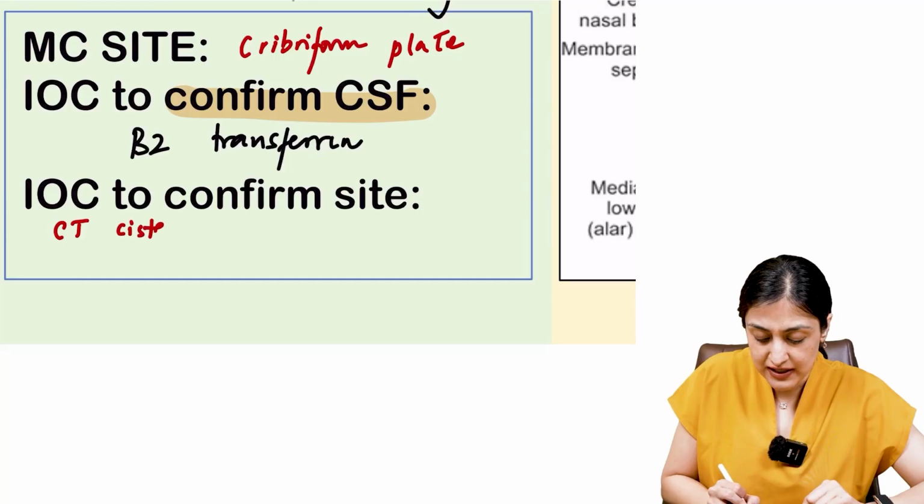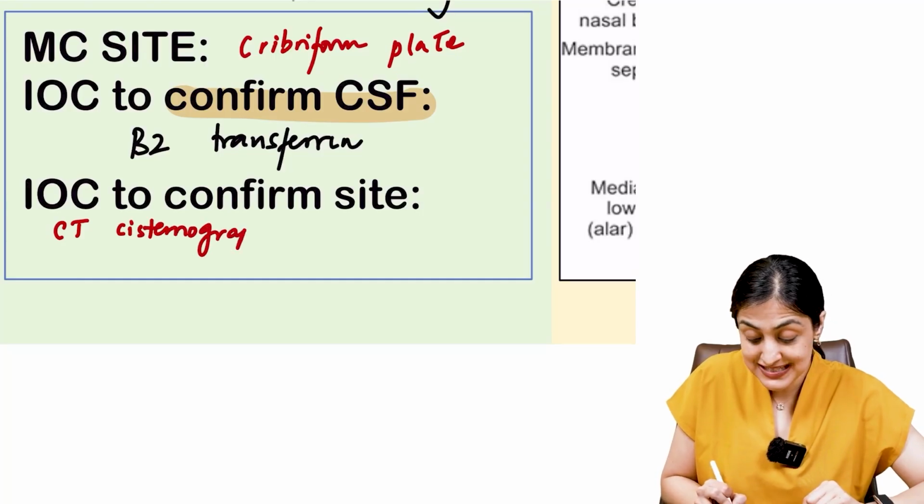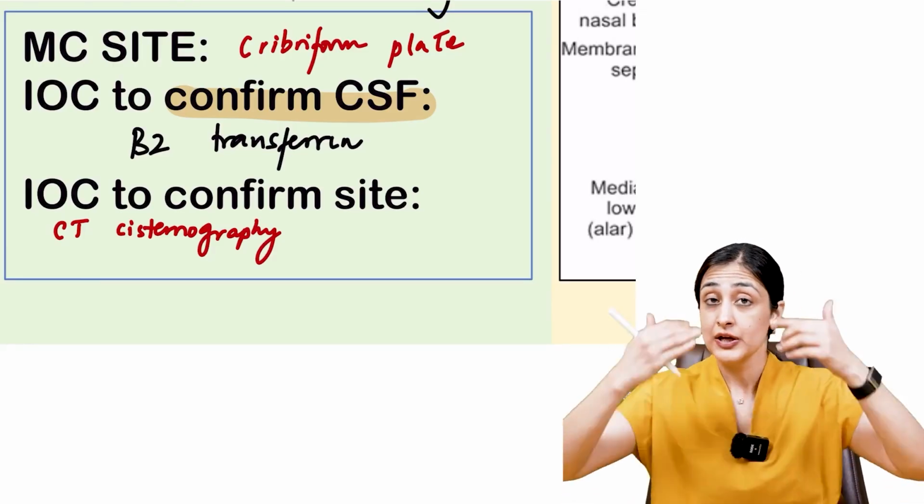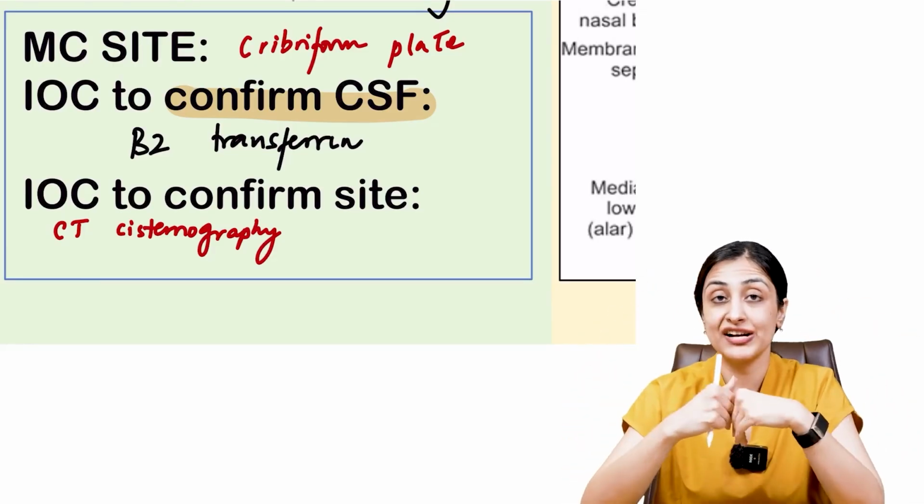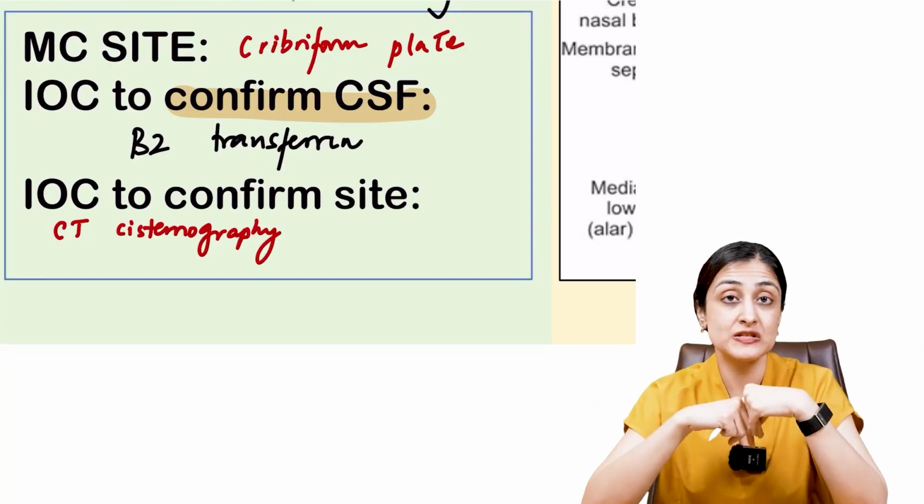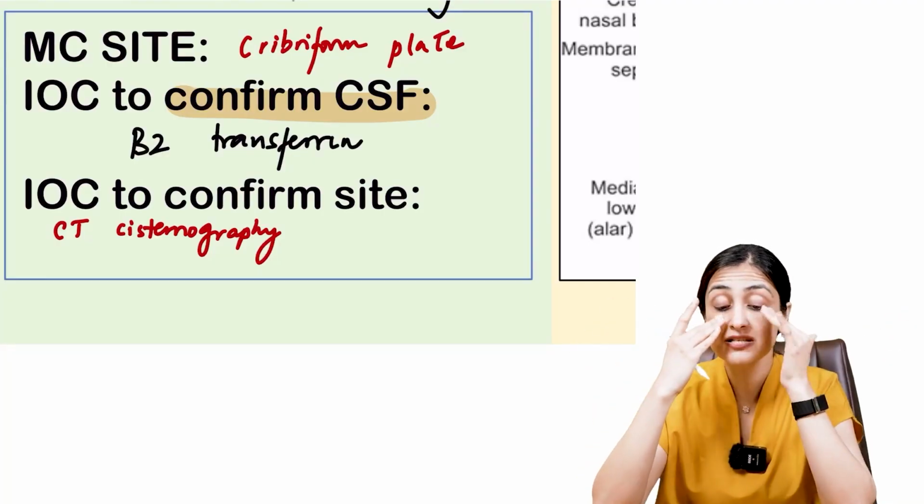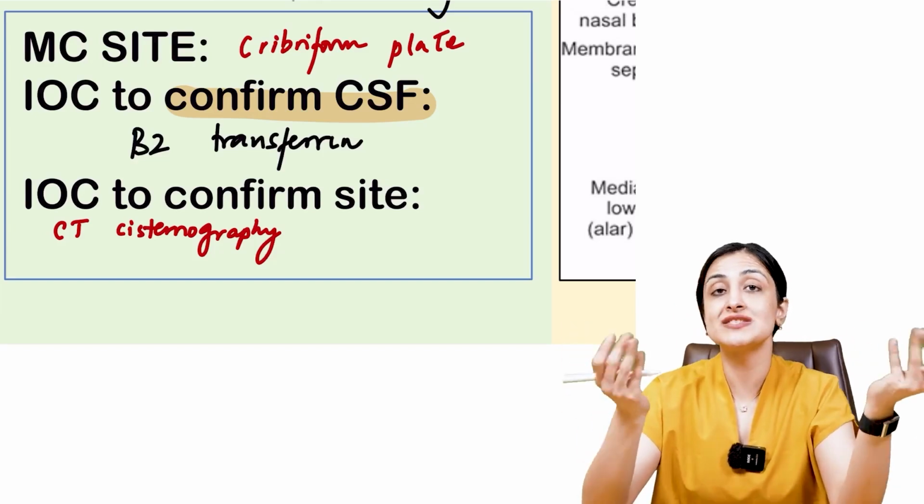The gold standard or the highest accuracy is CT cisternography. HRCT is the best for fractures. I'll see a bony break like I saw in this case. Now, what if somebody has a lot of fractures? Then how do I know which site is leaking?